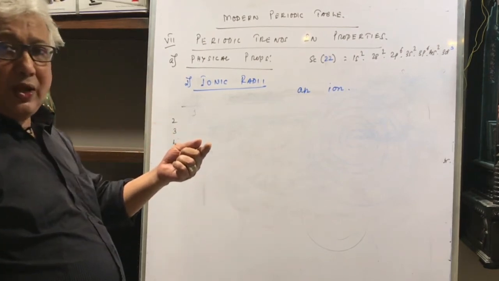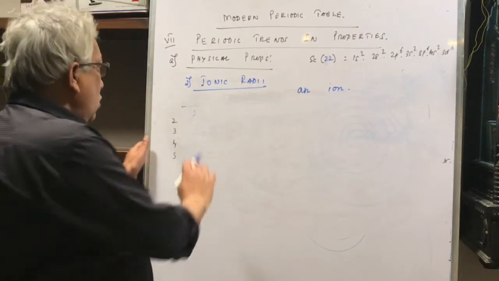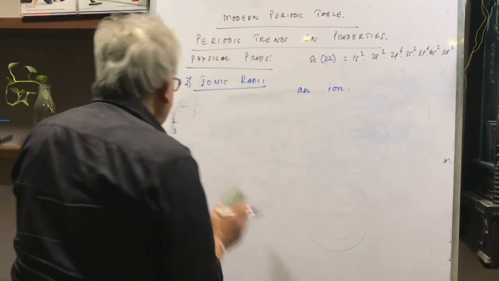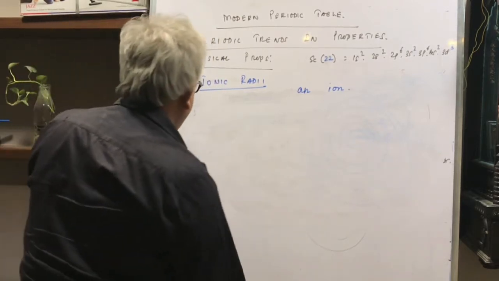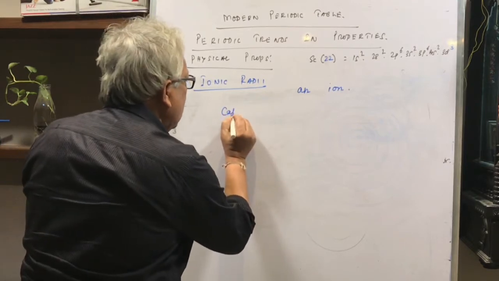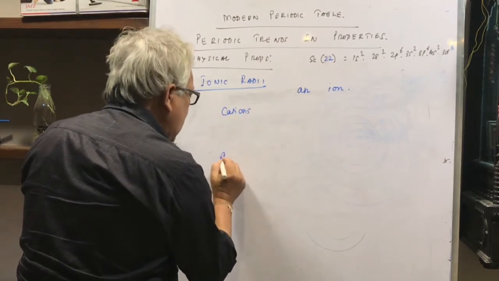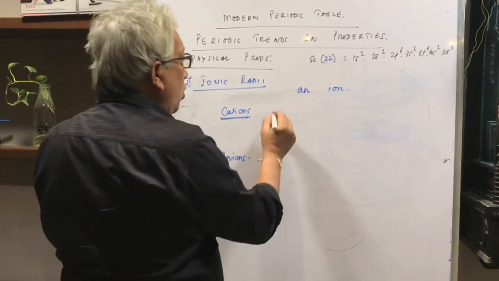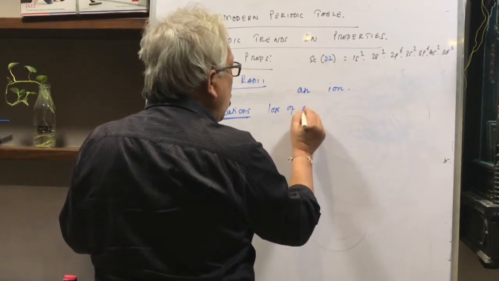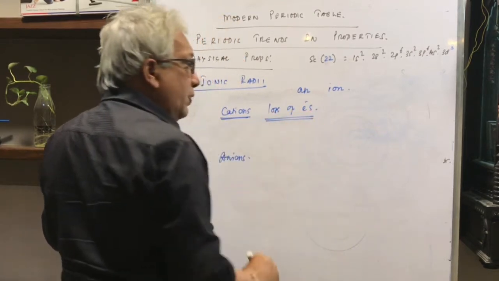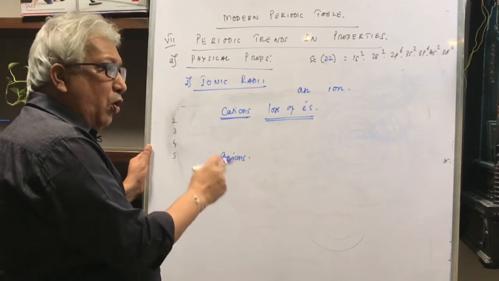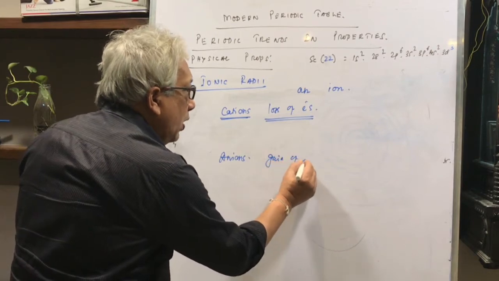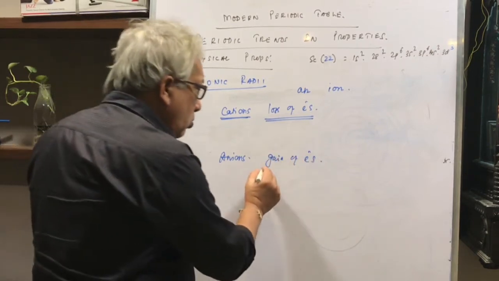There are two types of ions formed. One is cation, another is anion. So let us think of that. The kinds of ions that are formed are cations and anions. Now what are cations? Cations are formed due to loss of one or more electrons from the outermost electronic shell, whereas anions are formed due to gain of one or more electrons to the outermost shell.